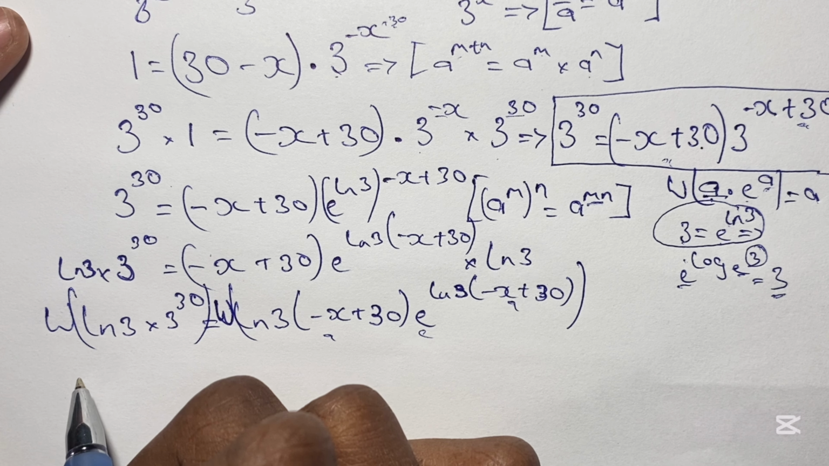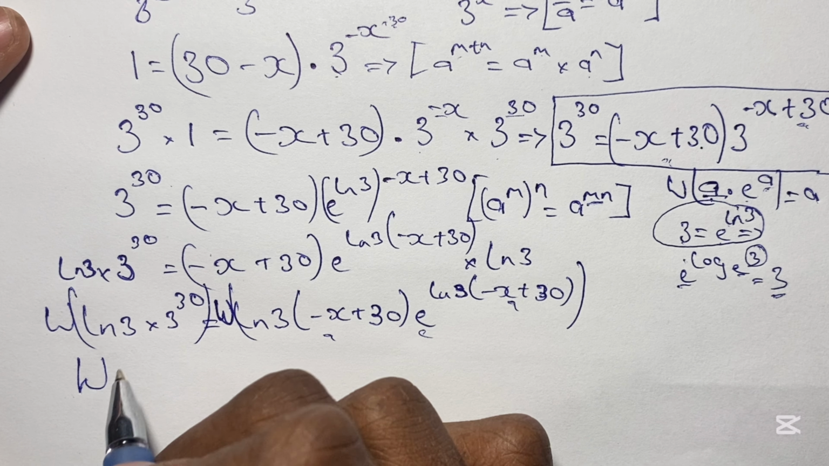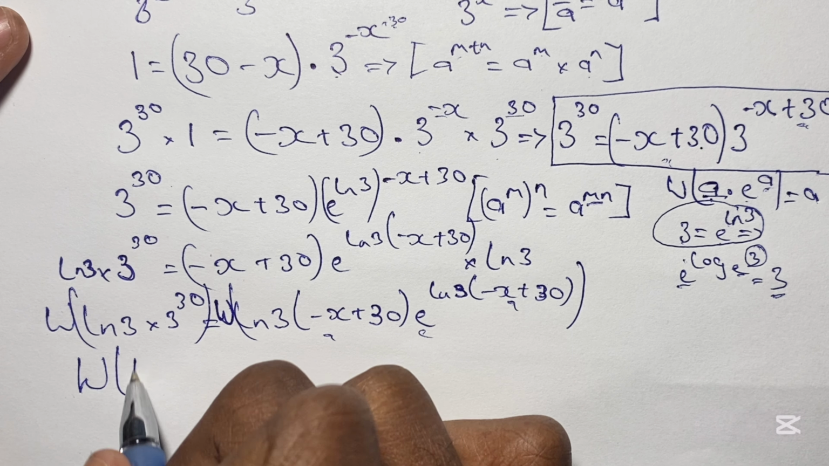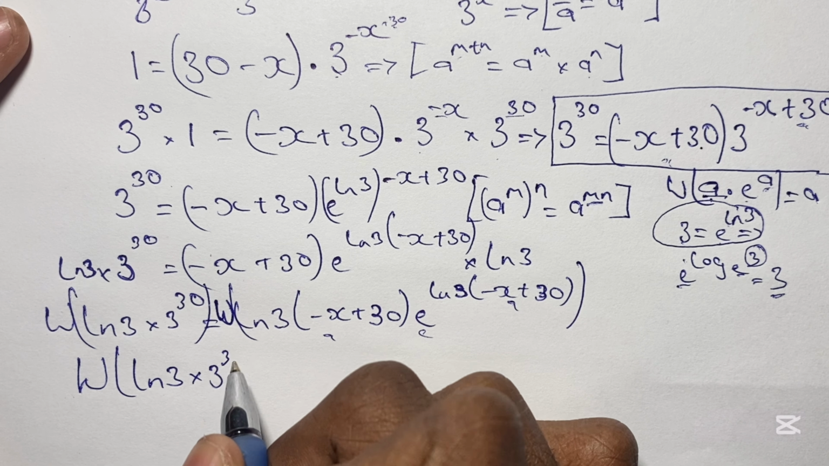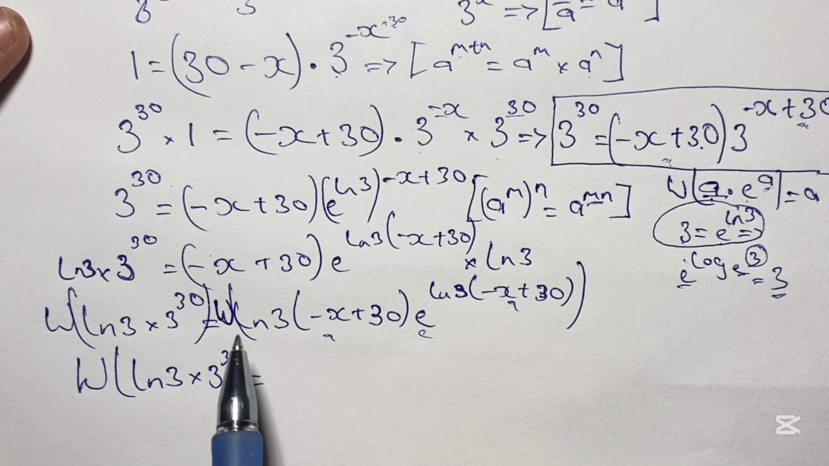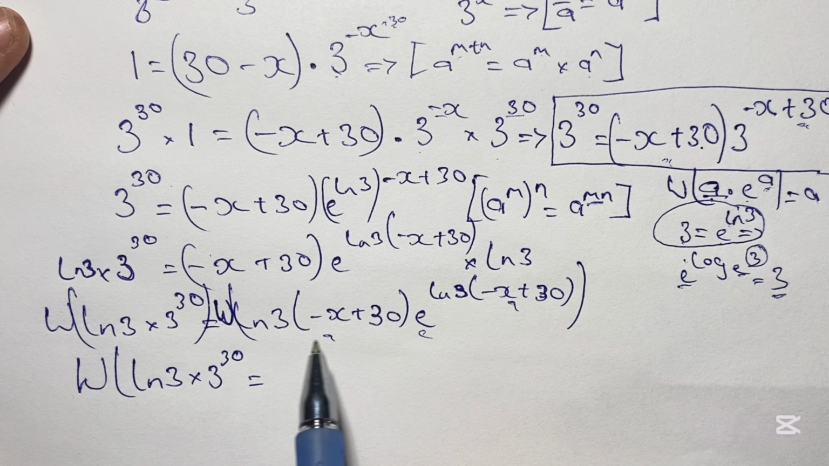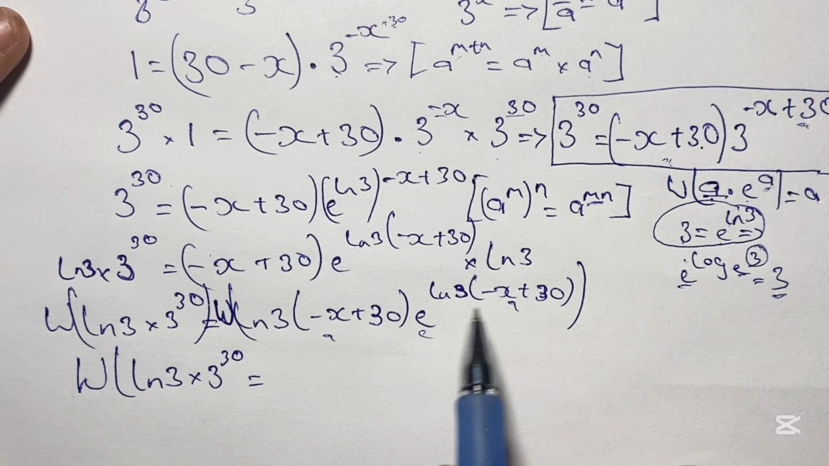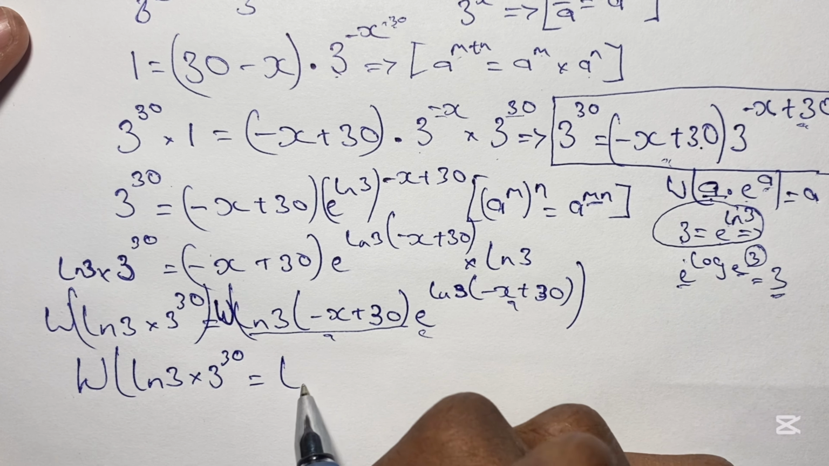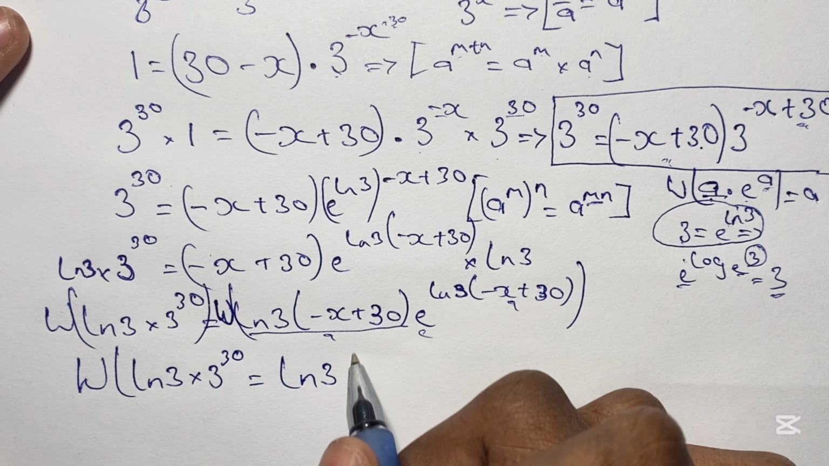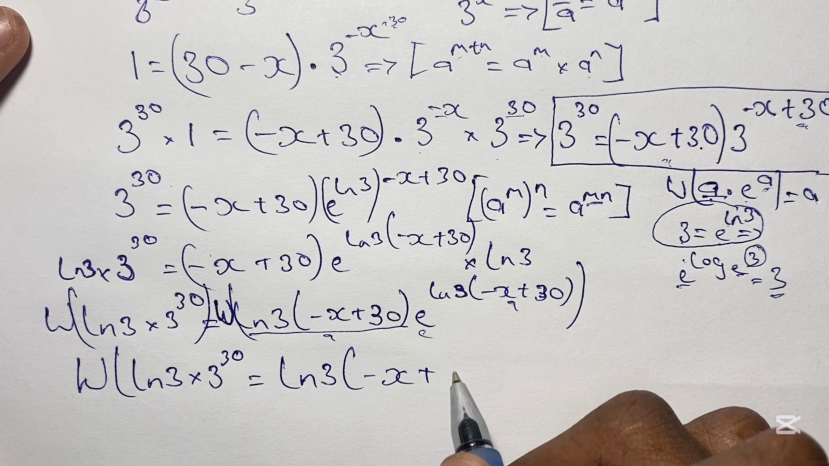So what we have from here is this W function. We have W in brackets ln of 3 times 3 to the power of 30. And here, applying this W function on this expression a times e to the power of a, this means that we should have the value of a. So a is ln of 3 in brackets negative x plus 30.